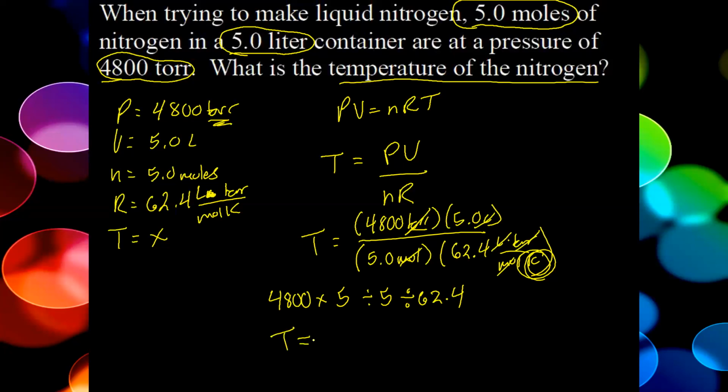What do we get for the temperature? It's going to be pretty small, I bet. 76.9, I like that. That's pretty small. 76.9 kelvins. Kelvins did not cancel. That's my label. Now that's a small amount of kelvins. That's cold.